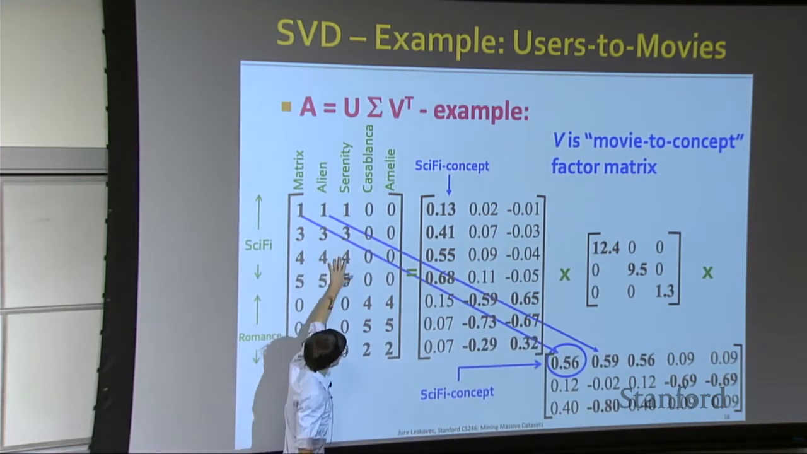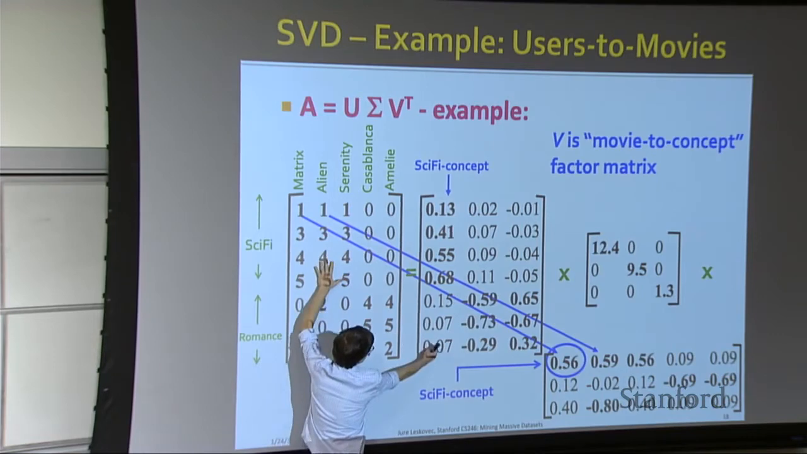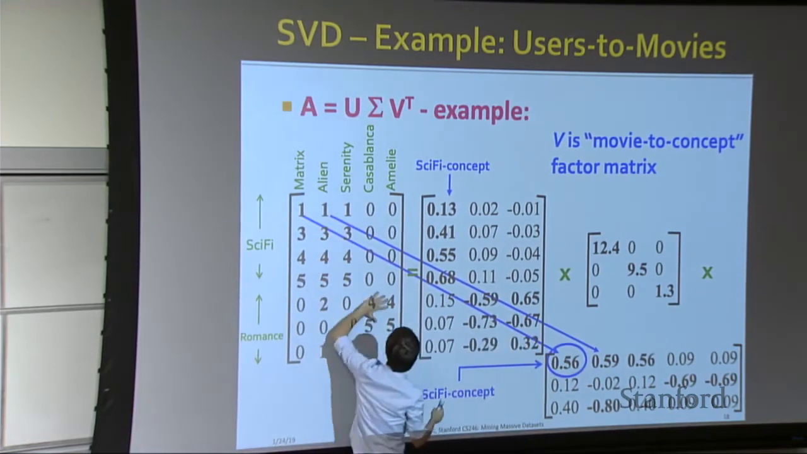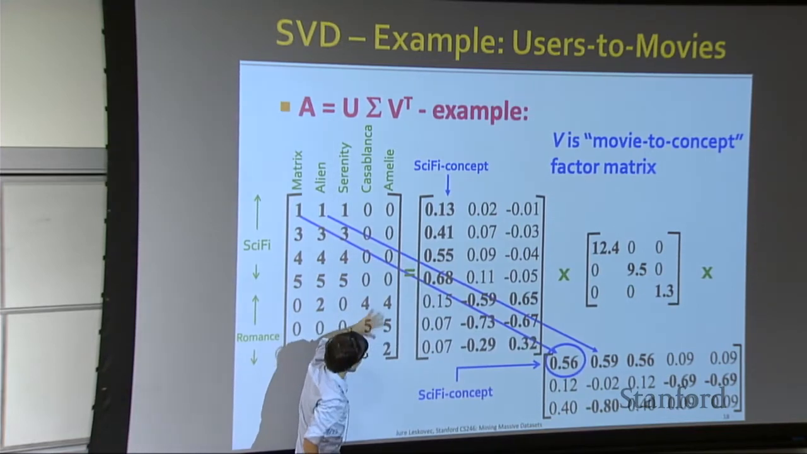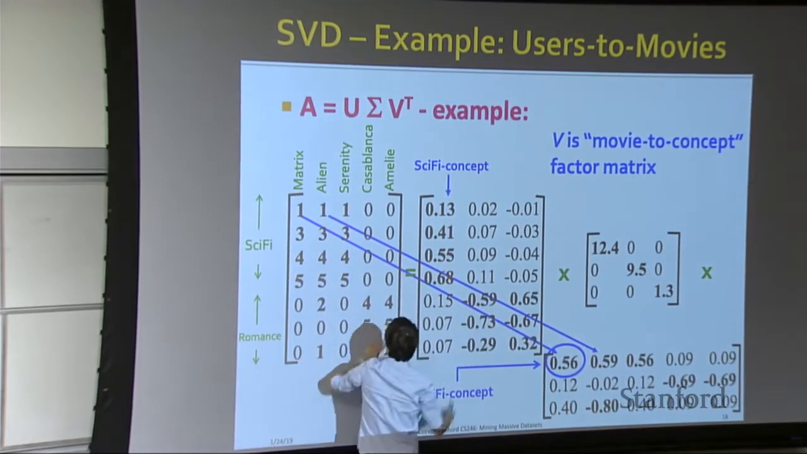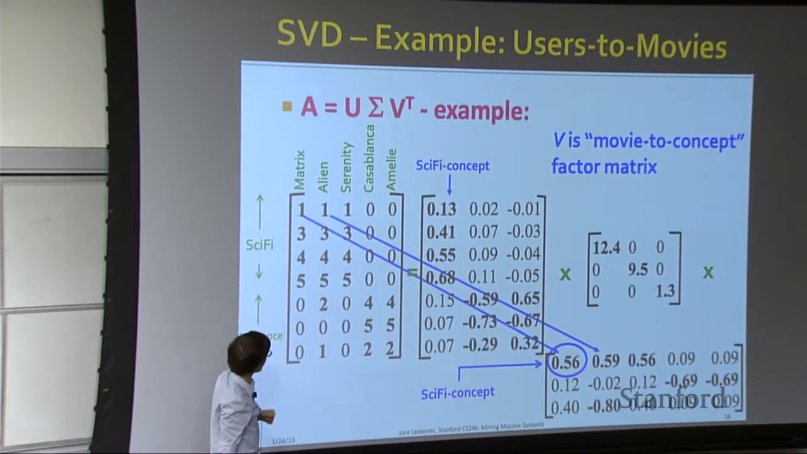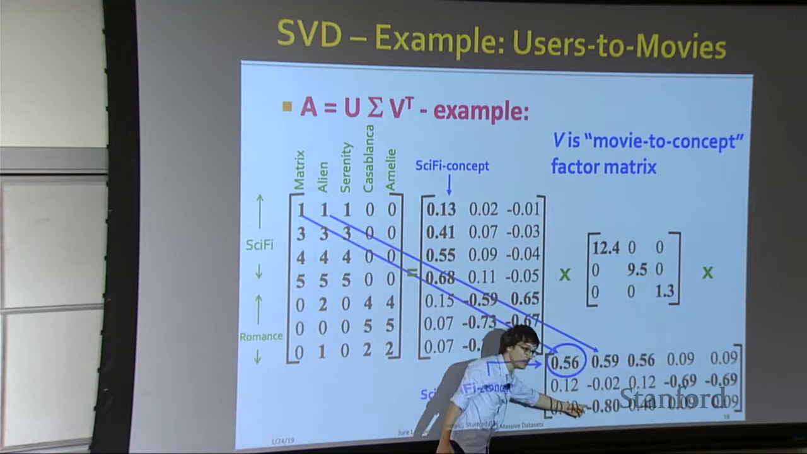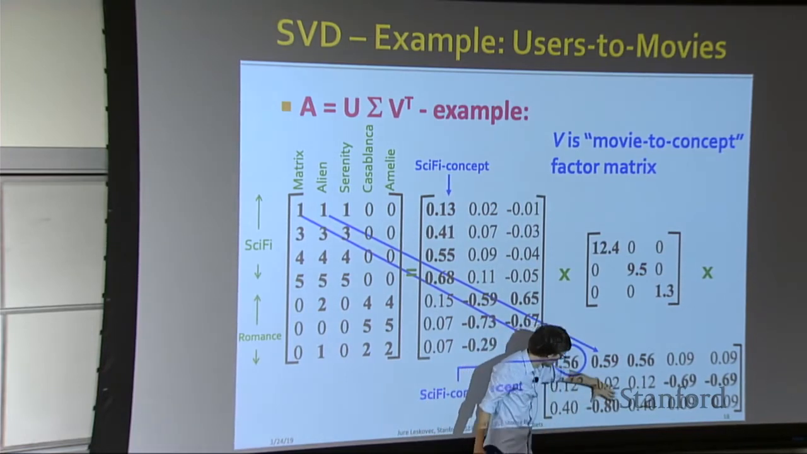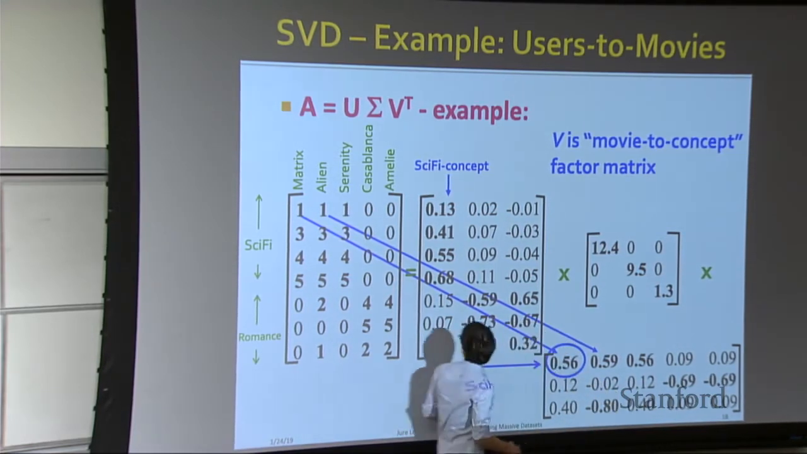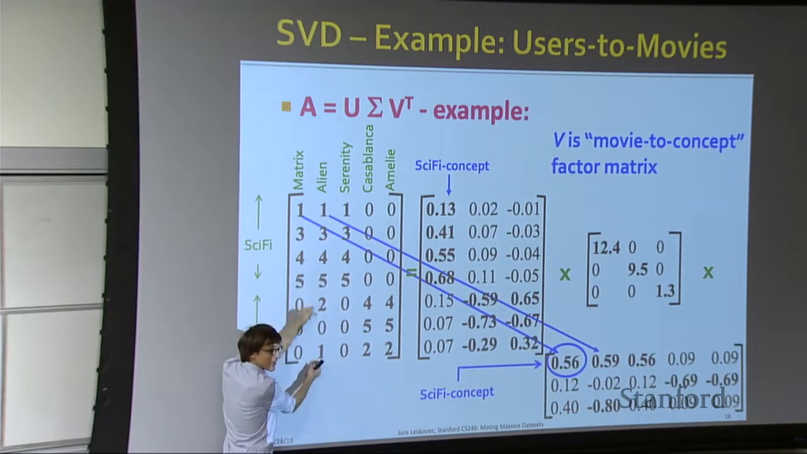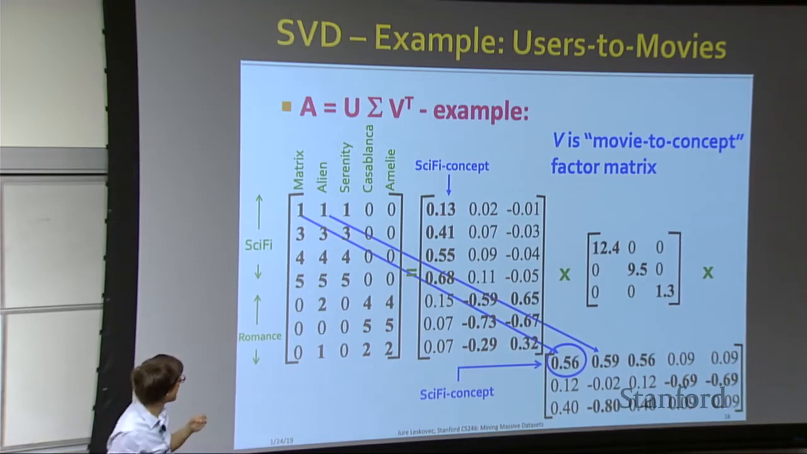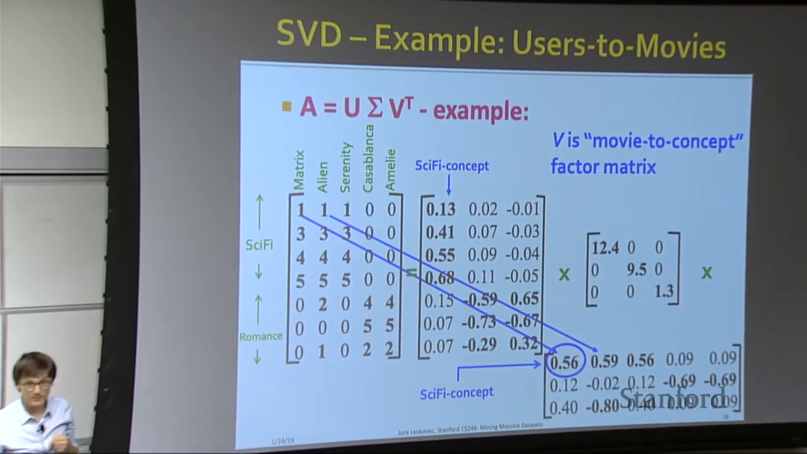So there are the first three movies. They belong to our first concept, the science fiction. Then we have the last two movies. Here they are, right? They belong to our romance concept. And then there is this weird movie number 2 that belongs strongly only to this third concept, right? So this is where we have these two guys, right? So that's the second movie. So what this means is that matrix V is the movie to concept factor matrix.